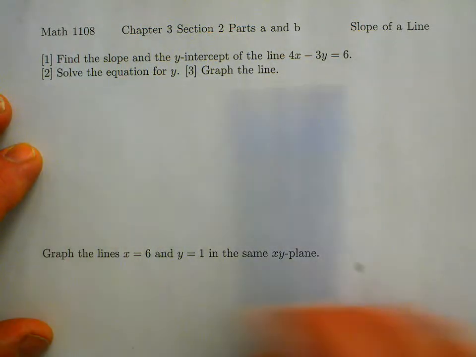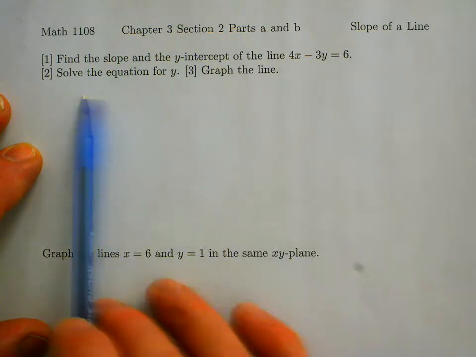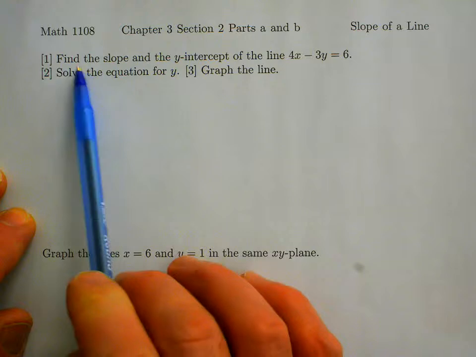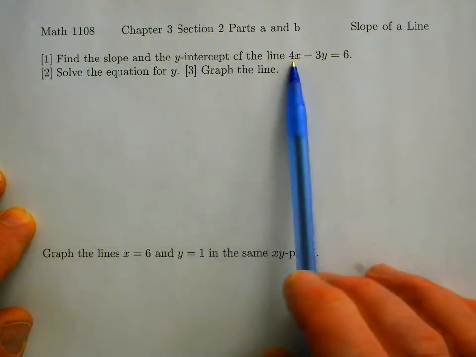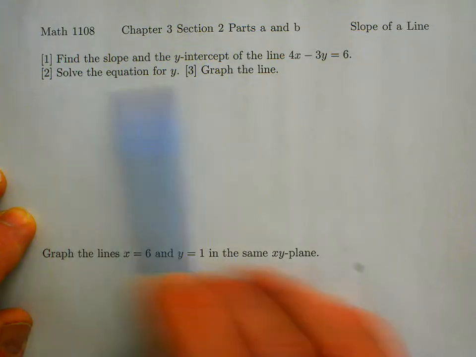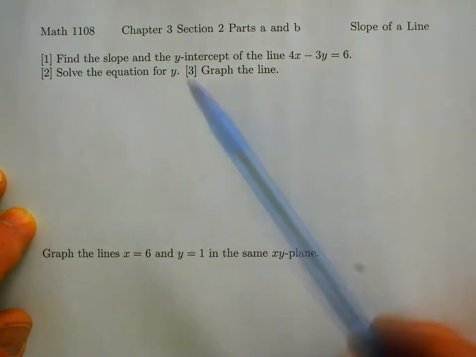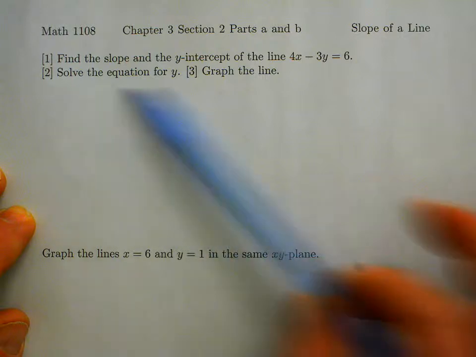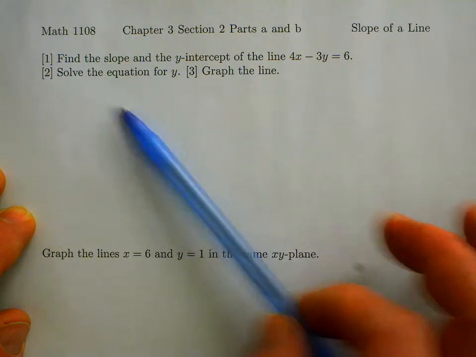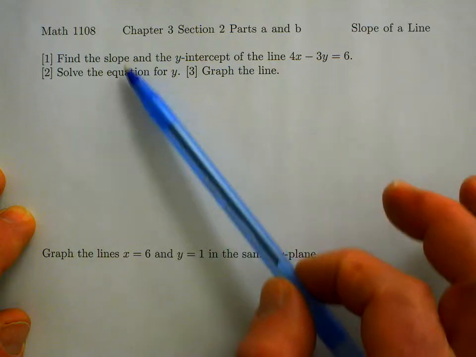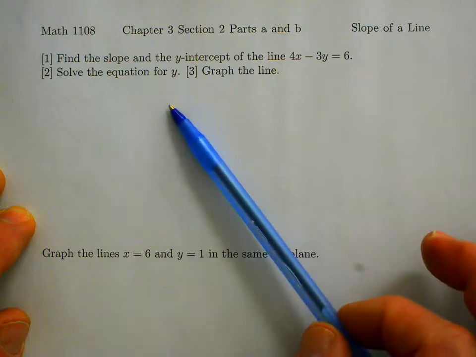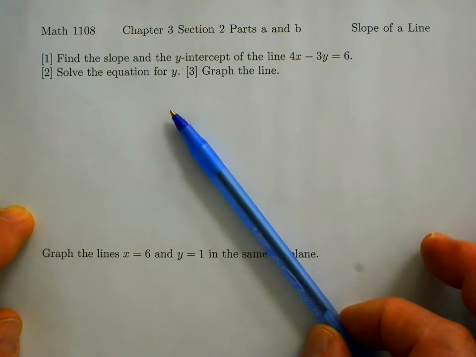So I'll leave this problem for you to do. This is like the one that we just looked at. Find the slope and the y-intercept of this line, 4x minus 3y equals 6. Solve the equation for y, and you'll note when you solve it for y, you'll have it in the form y equals mx plus b. And the coefficient of x will be the same as the slope. And the plus b will be the y-coordinate of the y-intercept.